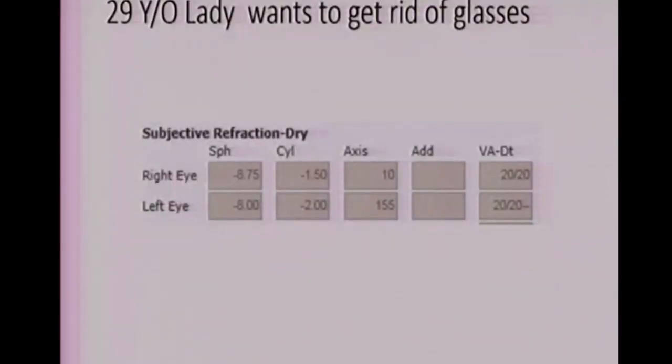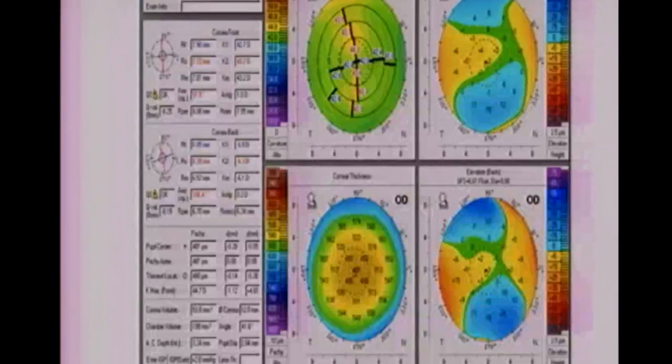She's minus 8.75 in the right, minus 8 in the left. Okay, so topography, this is for the right eye. K1 is 42, K2 is 43. It's 480. Kmax is 44. 3.24.